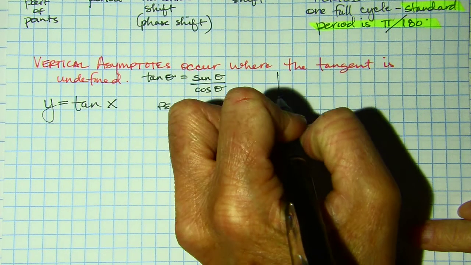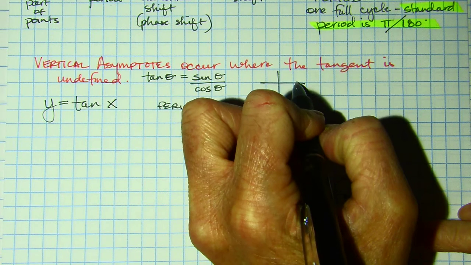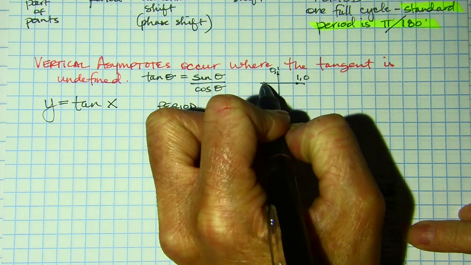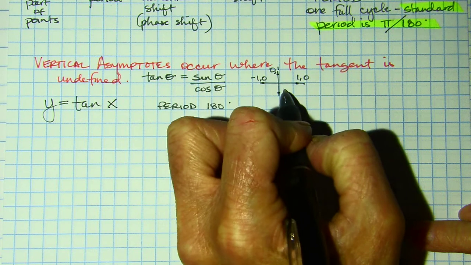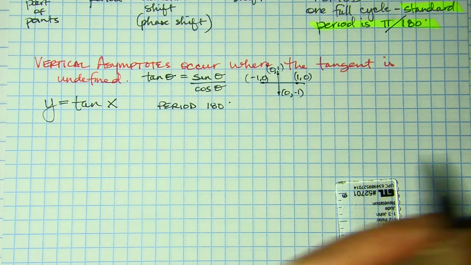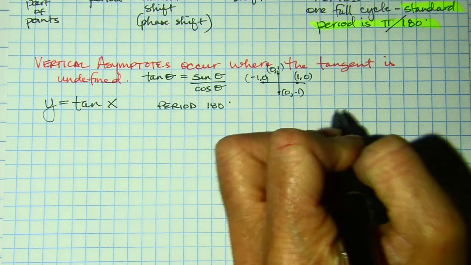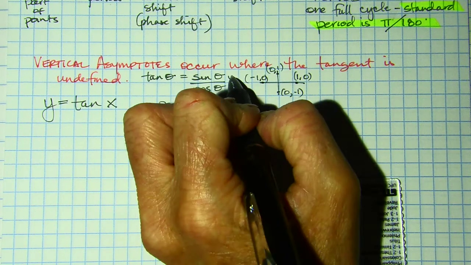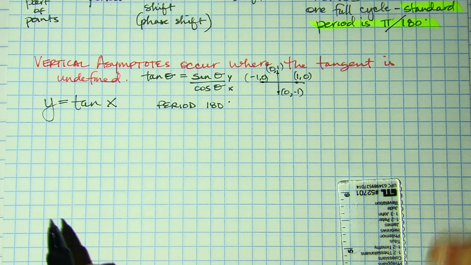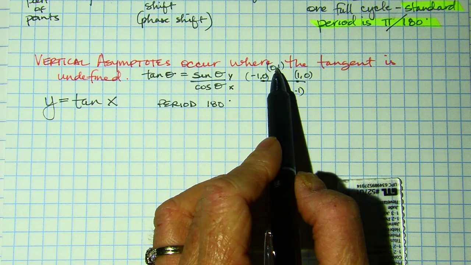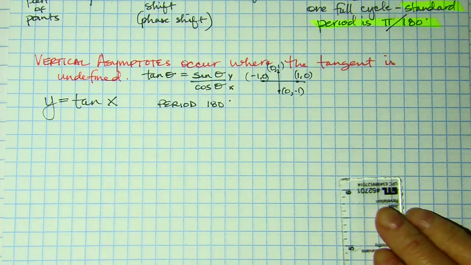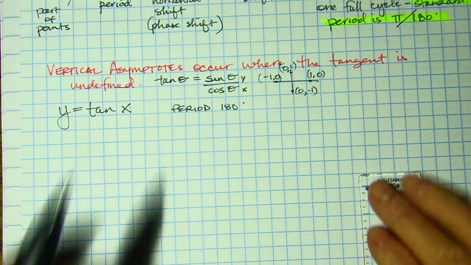In fact, on our unit circle, I have 1, 0, up here would be 0, 1, over here would be negative 1, 0, and down here would be 0, negative 1. Remember, sine is our y value and cosine is our x value. So any place that's going to be undefined would be at 90 and 270. These create undefined values, which creates asymptotes. So here is how we're going to set it up.